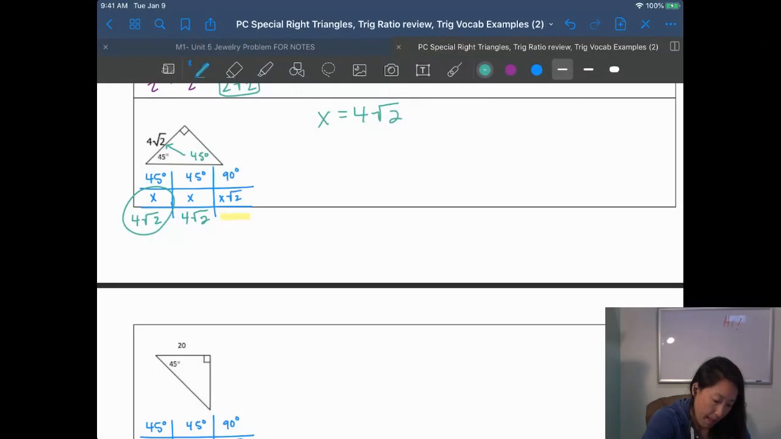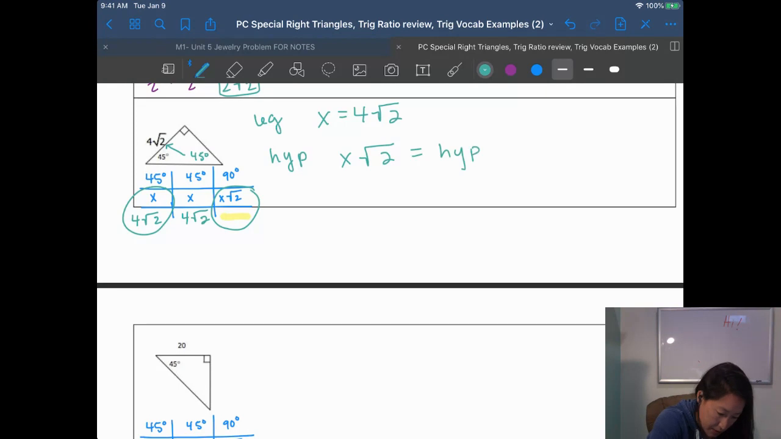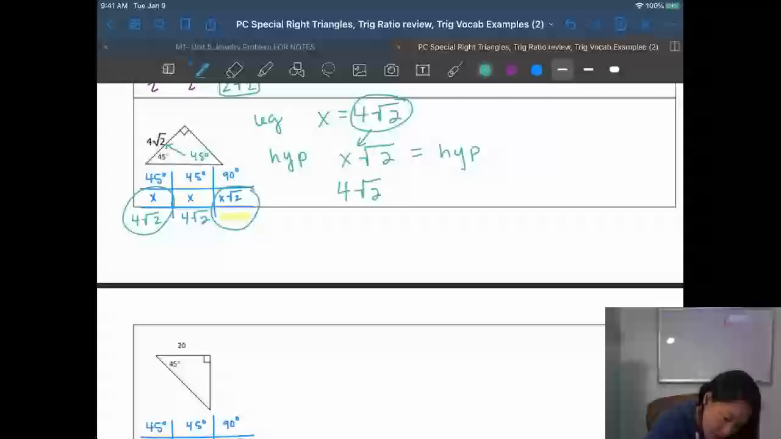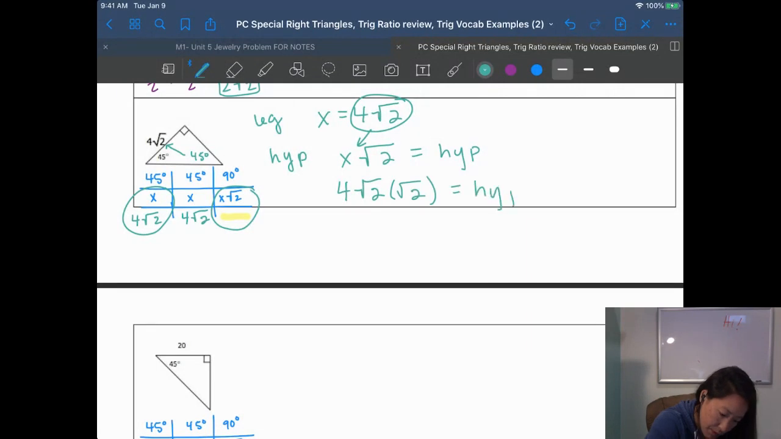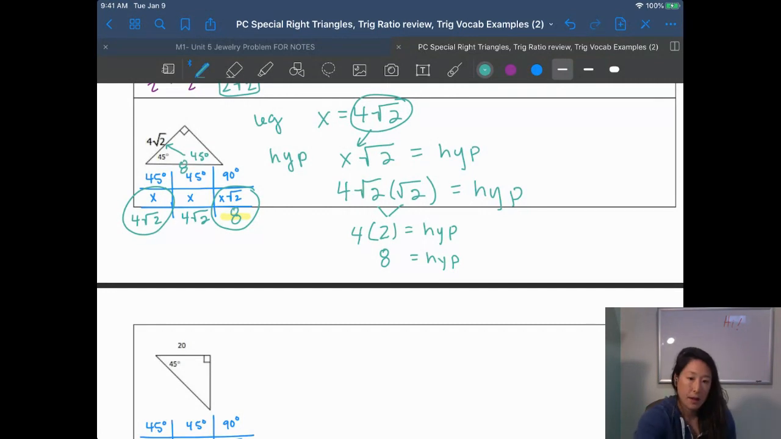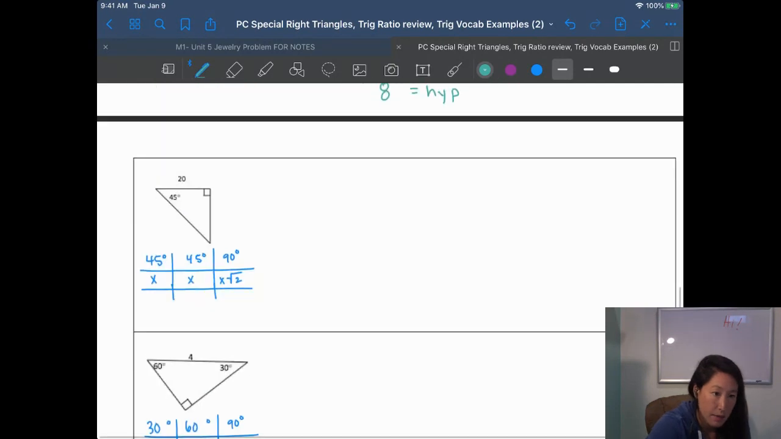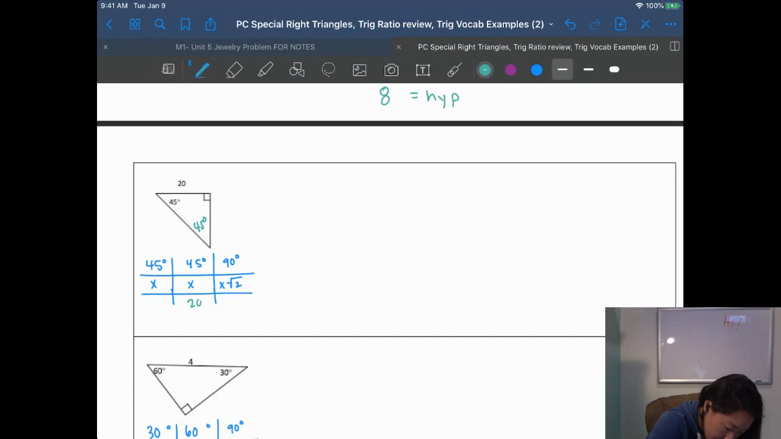This is the leg. So then for the hypotenuse, I can say x times the square root of 2 is equal to the hypotenuse. And from my earlier calculation, I know that 4 root 2 is equal to x. So 4 root 2 times root 2 is equal to the hypotenuse. Root 2 times root 2 is just 2. So the hypotenuse is equal to 8. All right, next up, we have the 20 is across from 45. So x is equal to 20. So x root 2 is equal to the hypotenuse.